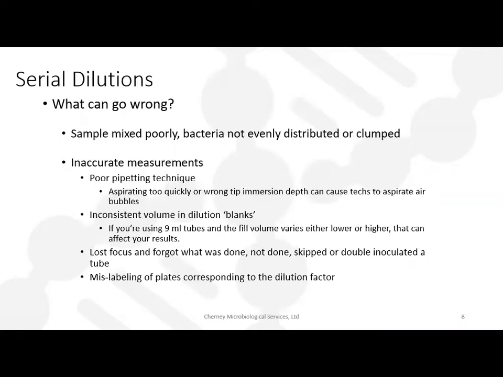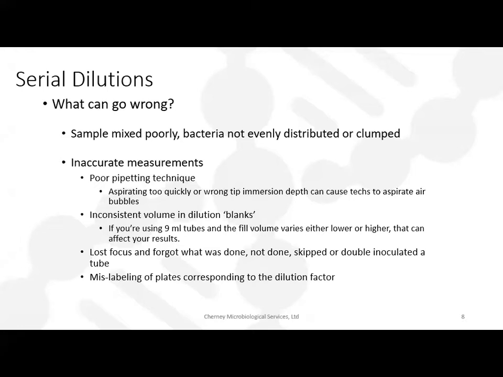So talking serial dilutions, what can go wrong here? If your sample was mixed poorly, if your bacteria is not evenly distributed or clumps up, that can cause issues with plate interpretation, okay? Inaccurate measurements could also cause some issue here with serial dilutions. If your technicians have poor pipetting technique, where you aspirate too quickly, you just release that plunger, you might aspirate some air. Or if you have the wrong tip immersion, that can also cause you to aspirate air bubbles and not get that full volume that you're looking for.